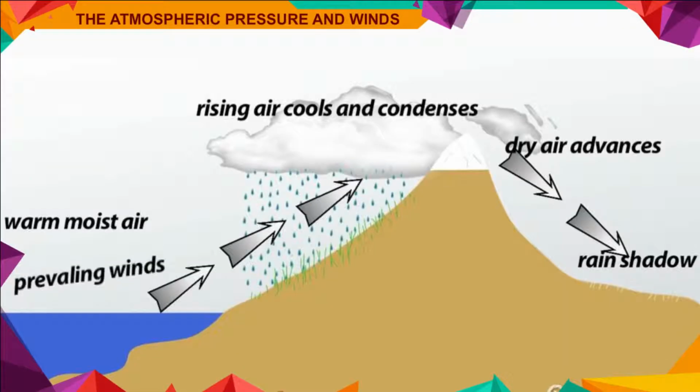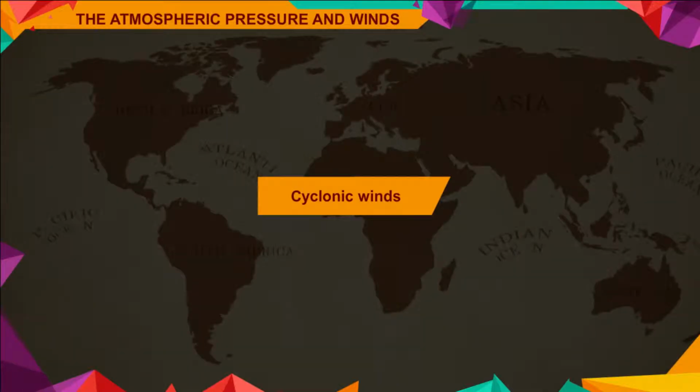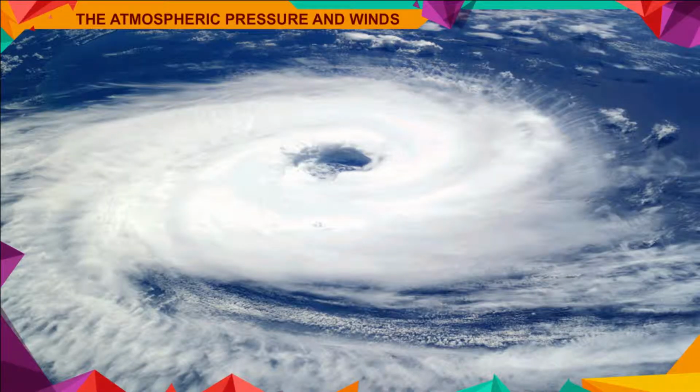Foehn. Similar to Chinook, it blows down the southern flanks of the Alps during winters. It helps in ripening of grapes in southern Europe. Cyclonic winds. These are irregular winds of short duration. They are caused by the pressure systems called cyclones and anticyclones.